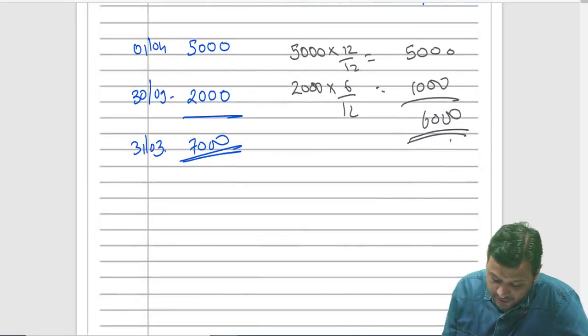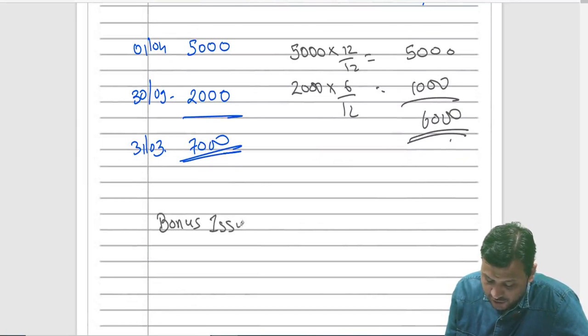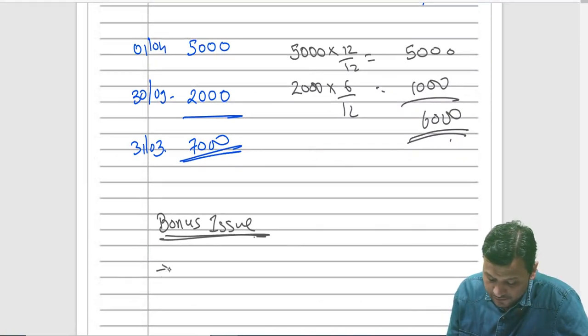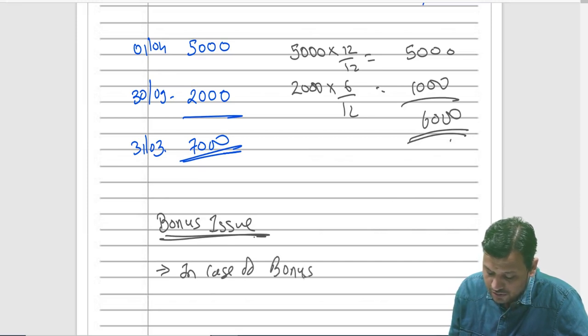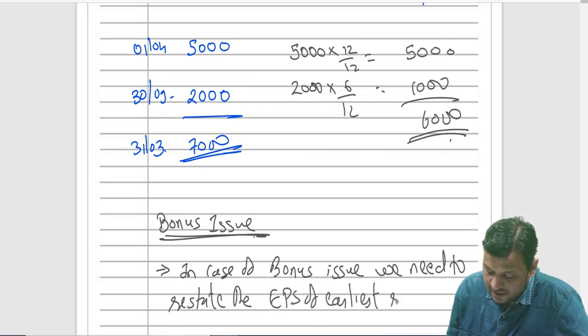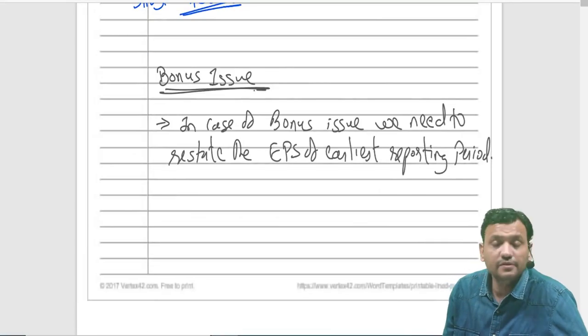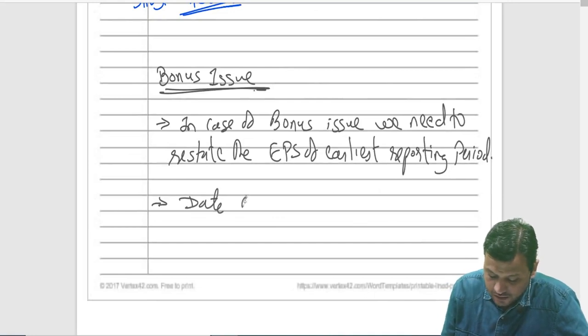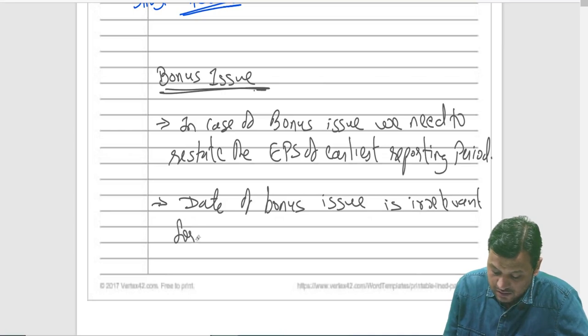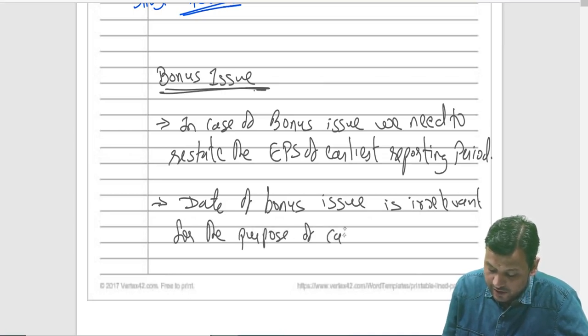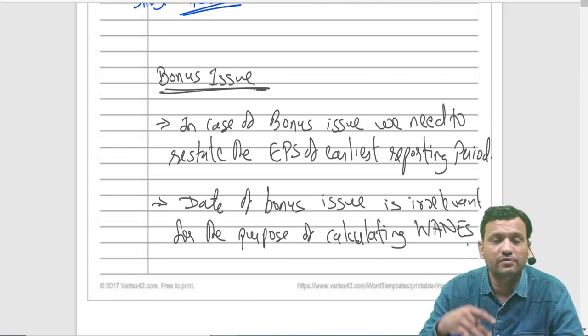The important point in basic EPS that you have to remember is first bonus issue, and thereafter I will talk about rights issue. Whenever it is a bonus issue, what are we supposed to do? In case of bonus issue, we need to restate the EPS of the earliest reporting period. And the date of bonus issue is irrelevant for the purpose of calculating the weighted average number of equity shares. Means we will ignore it only.